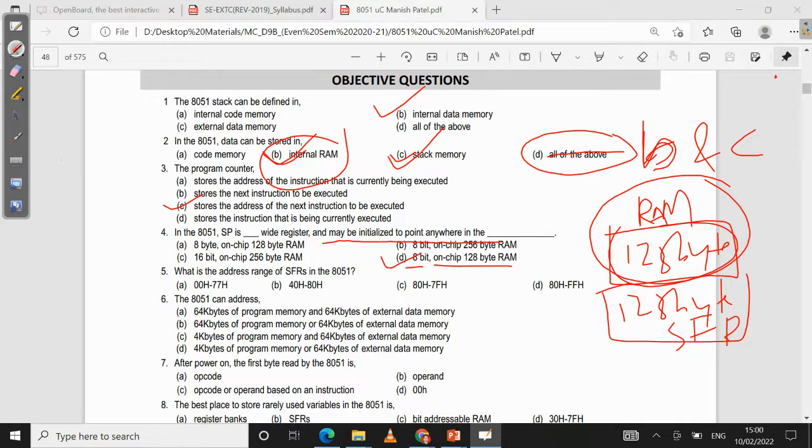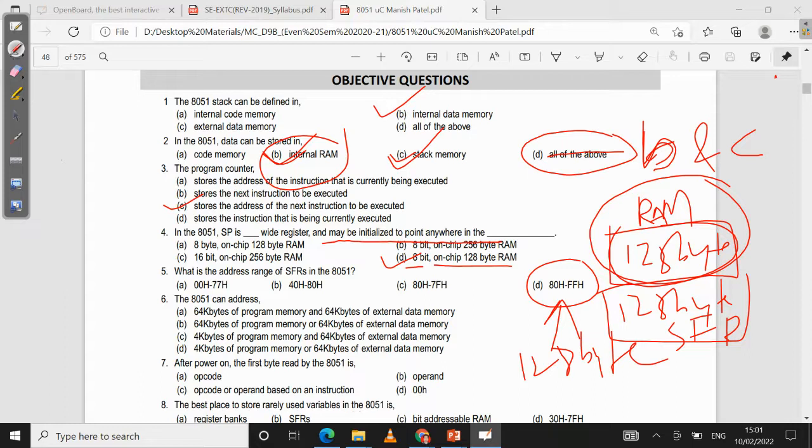Yes, next one. What is the address range of SFRs in the 8051? Option D. Yes. 80H to FFH. So what is the size? Very good, 128 bytes.